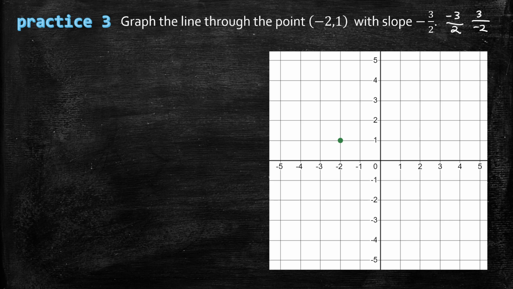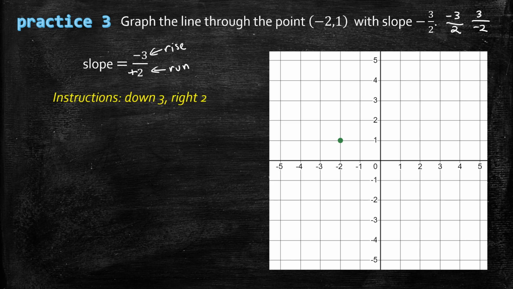So here's the point. We're going to graph this line, but let's talk about slope first. So a slope of -3 over 2. Remember, slope is informally thought of as rise over run, and this is very helpful when graphing lines. So a rise of -3: rise usually means go up, but if it's negative, it means go down. And a run of 2, implied in that, is a +2. And how do we interpret that? The instructions that the slope gives us is to move down 3, right 2 from your starting point.